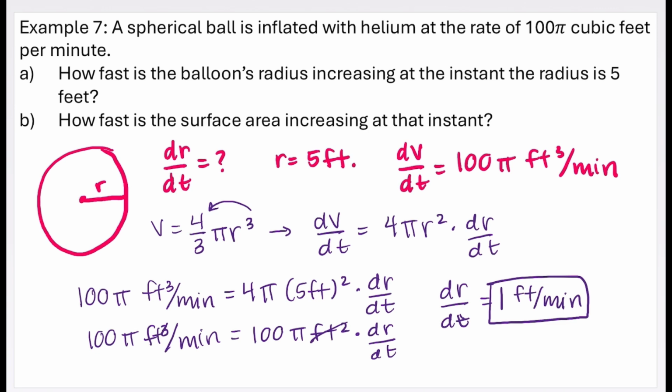Now, if we found it at a different moment, like when the radius was 2 or when the radius was 8, then it's going to be a different value there. But it happened just when the radius was 5 to be 1 foot per minute.